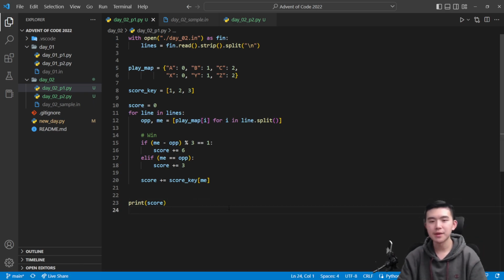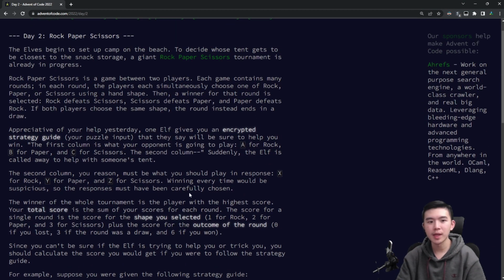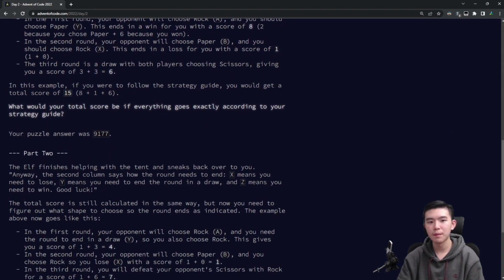So part 1 is pretty standard. We just simulate through the thing, and we know exactly what we're going to play, so it's not too difficult of a puzzle.